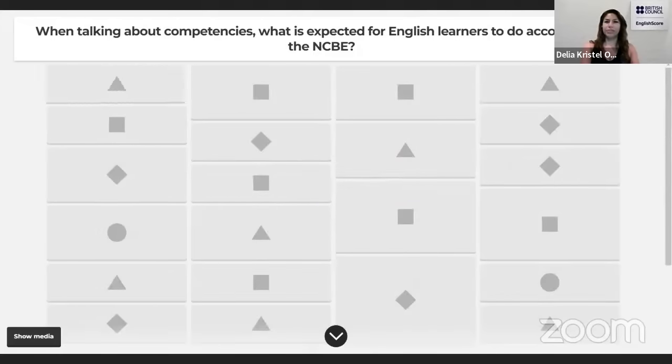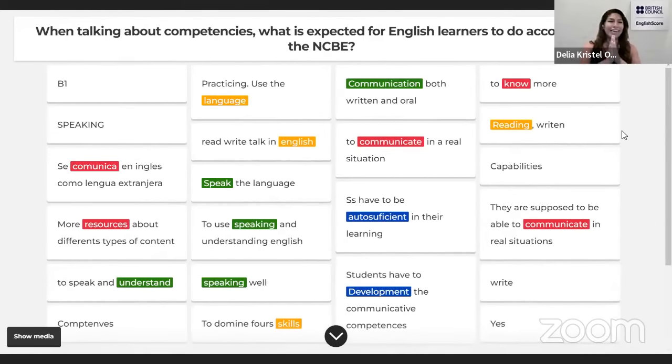Okay, I'm sorry, I don't know what's going on today. Okay, so here we have all the different responses. The question was, what does the national curriculum expect for students to achieve for the English area? One person said B1, and some other people said just to use the language, to read, to write, to talk in English, to communicate, to know more. It's interesting that the highlighted words are very related, right? Communication, speaking, understanding, develop the communicative, which is again communication.